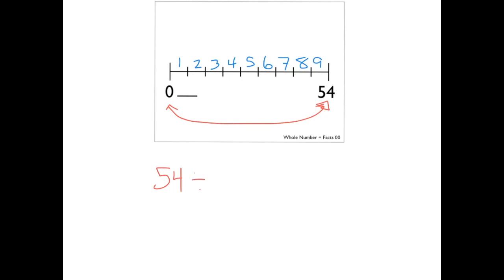So the division question becomes 54 divided by 9, or how many 9s in 54? So 9 times what number gives me 54? And the answer is 6. 9 times 6 is 54.